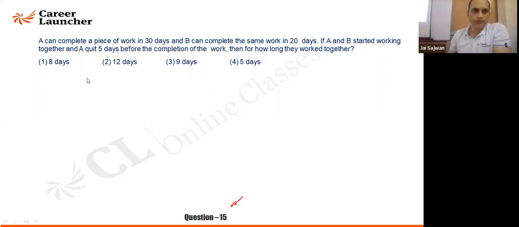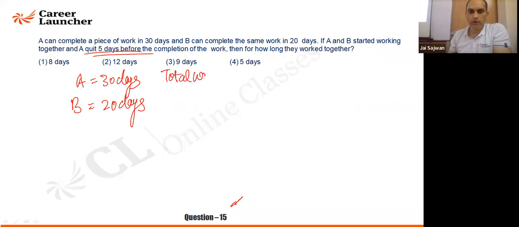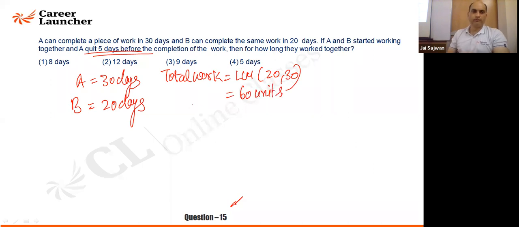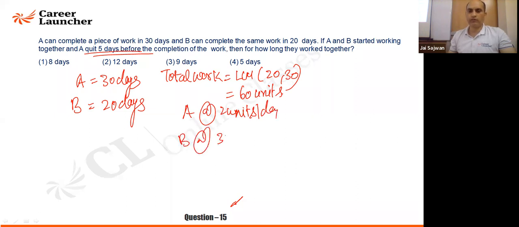So here I go. A can complete a job in 30 days. B can complete the same job in 20 days. A quit 5 days before the completion of the work. So total work will be taken as a number which is a multiple of them. I'll take the LCM of 20 and 30, I'll say 60 units of work. So A works at the rate of 2 units per day, because 30 days is what it is going to take. B works at the rate of 3 units per day.